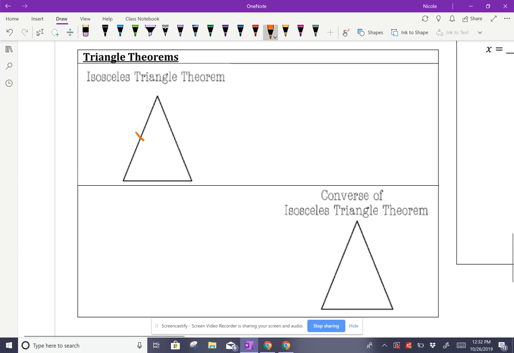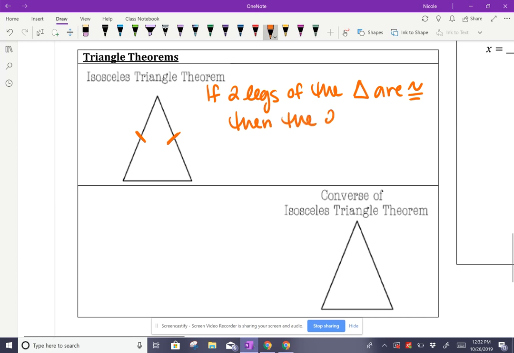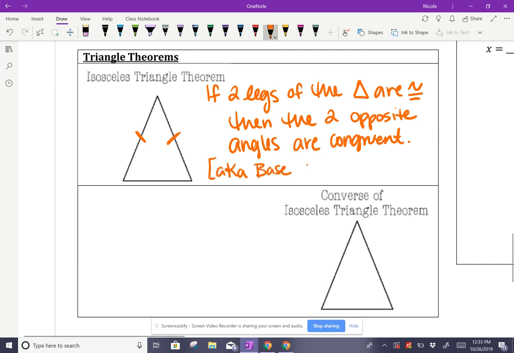Now this one tells me if two legs of the triangle are congruent, then the two opposite angles are congruent. We also will call these base angles, aka base angles, because they're touching the base side.